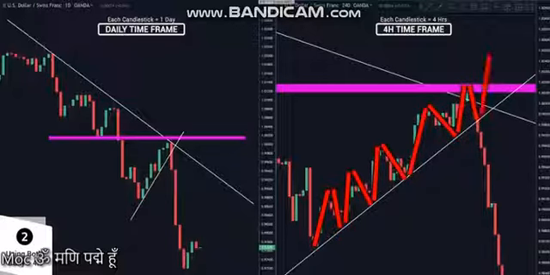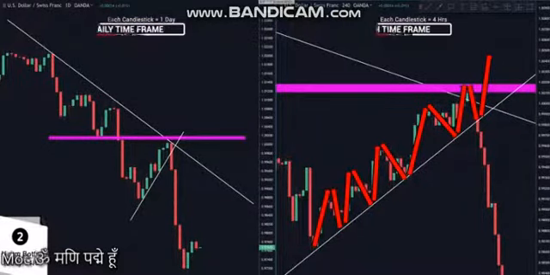and kept making higher highs and higher lows, and kept respecting the immediate short-term uptrend and broke right through the long-term trend line. So let's take this concept a step further.